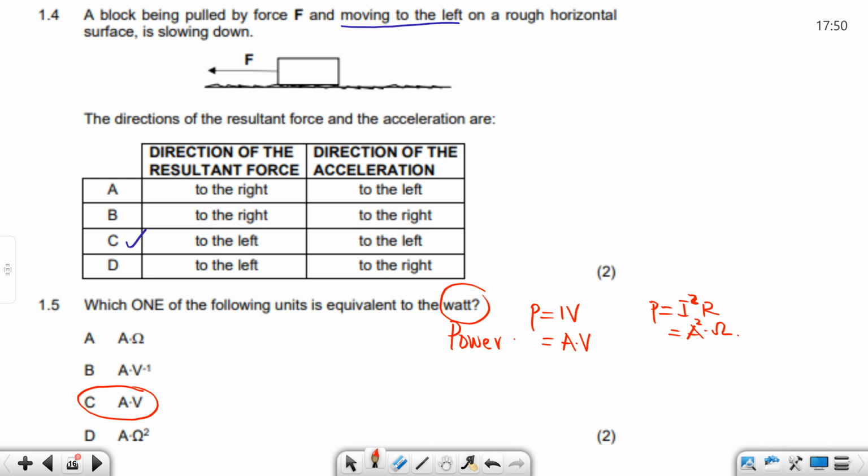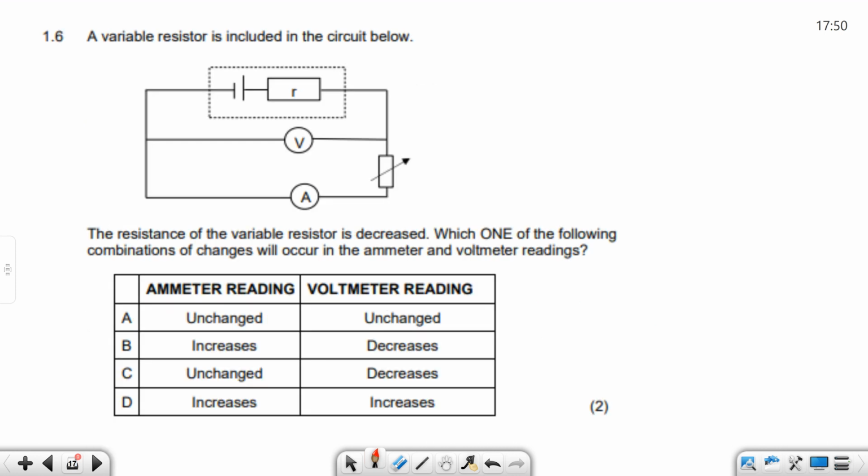Guys, let me jump away from multiple choice. As much as I'm having fun with multiple choice, let's do one electricity question. A variable resistor is included in the circuit below. The resistance of the variable resistor is decreased. Which one of the following combinations of changes will occur?